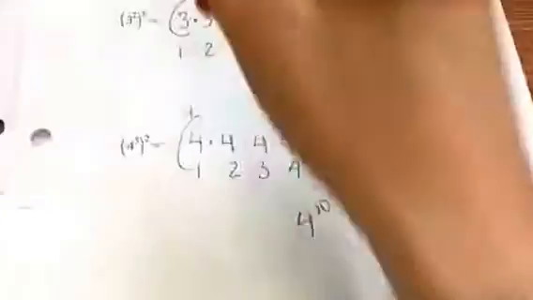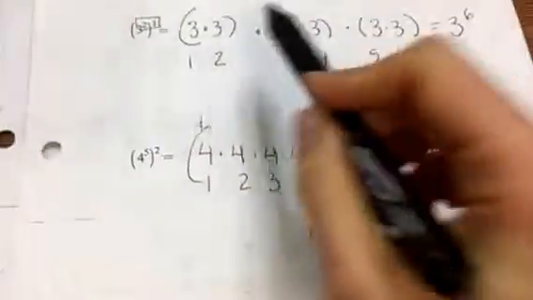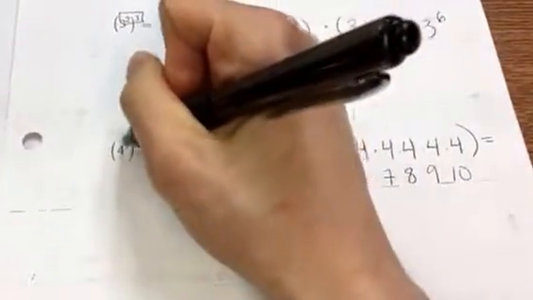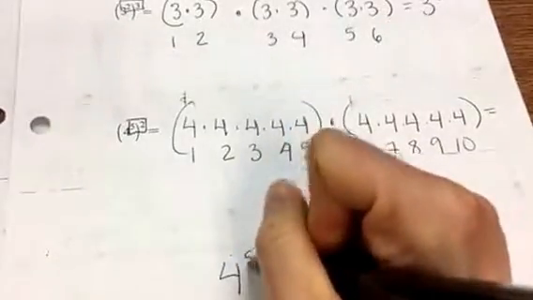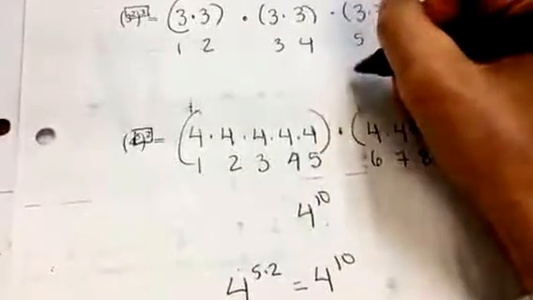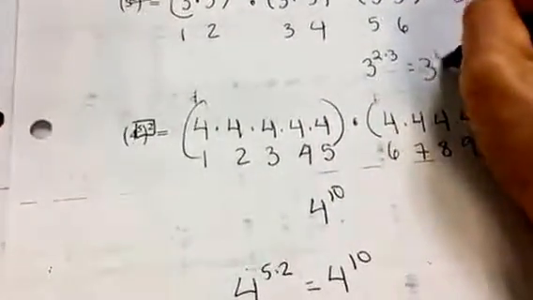So what I'm noticing is that when I multiply these exponents, I'm going to end up with this expanded form. Same thing here. 5 times 2 gives me 10. 4 to the 5th times 2 gives me 4 to the 10th power. 3 to the 2 times 3 gives me 3 to the 6th power.